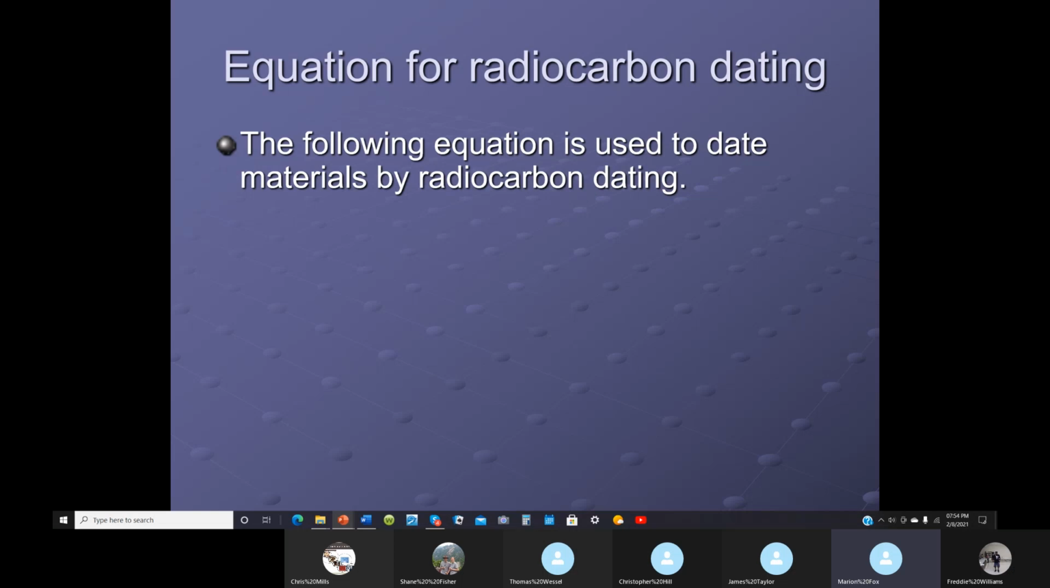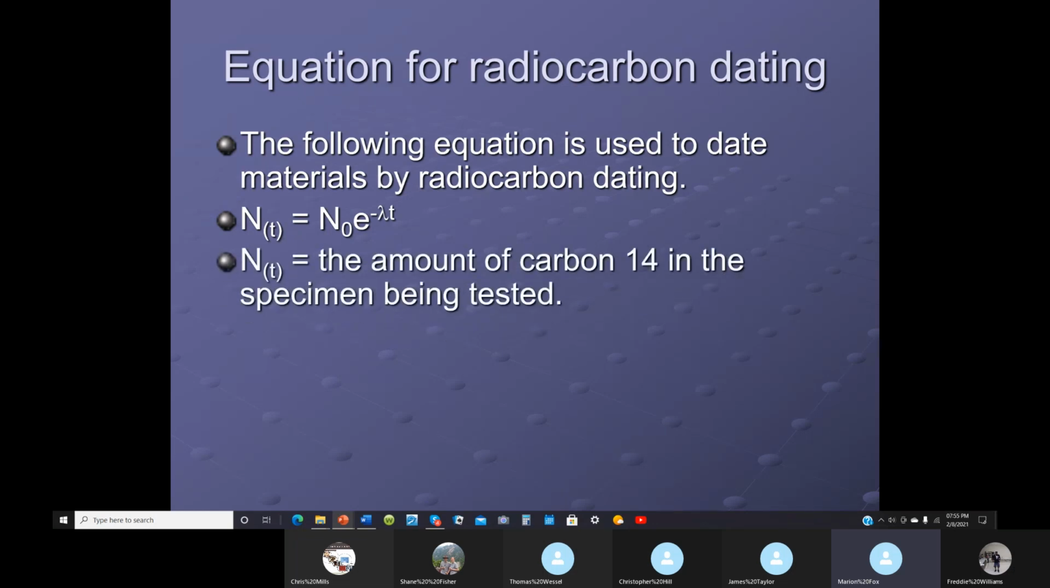The following mathematical equation is used to date materials by radioactive dating, all kinds of radioactive dating, in this case, radiocarbon dating. So we have this basic formula, and I want you to notice here, N sub T, that's the number at some given time, is N sub O, that's the number of radiocarbon atoms at the beginning, times e, that's the base of the natural logarithm, Euler's number, to the negative lambda T. T is time. Now I'm going to identify what these are. N sub T is the amount of carbon-14 in the specimen being tested. They can measure that pretty accurately. So I don't question that. I'm not giving much question to the accuracy of that number.